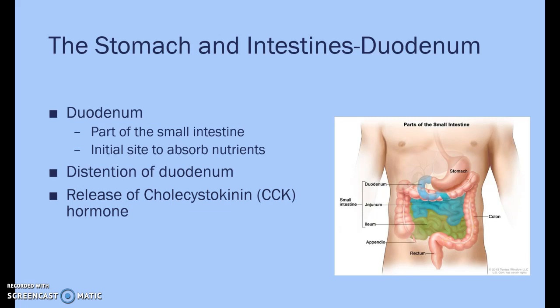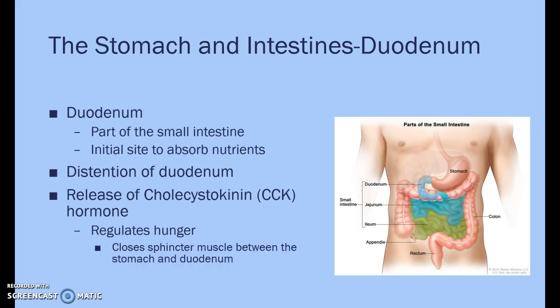The duodenum also releases the hormone CCK, which is involved with regulating hunger. One way it can do this is by closing the sphincter muscles between the stomach and the duodenum, and also stimulating the vagus nerve, sending messages to the hypothalamus.